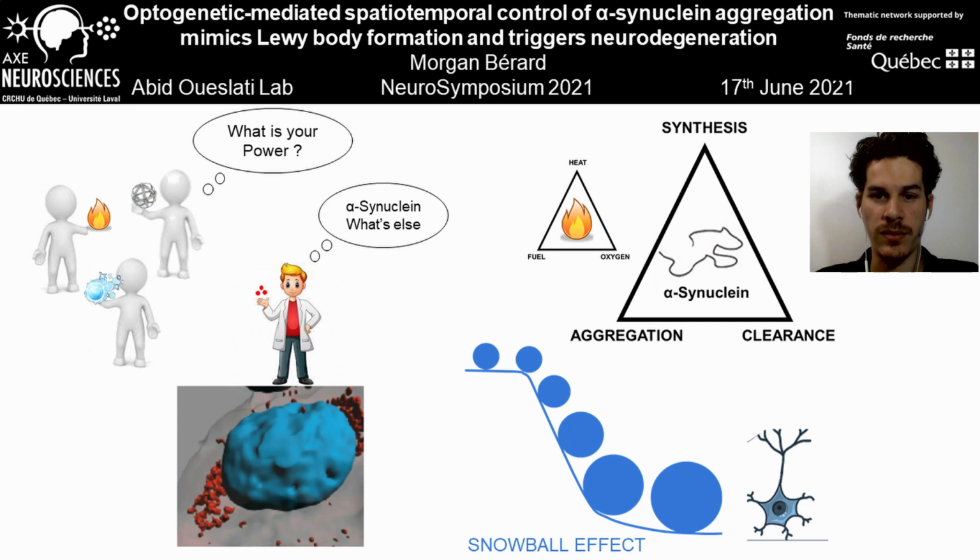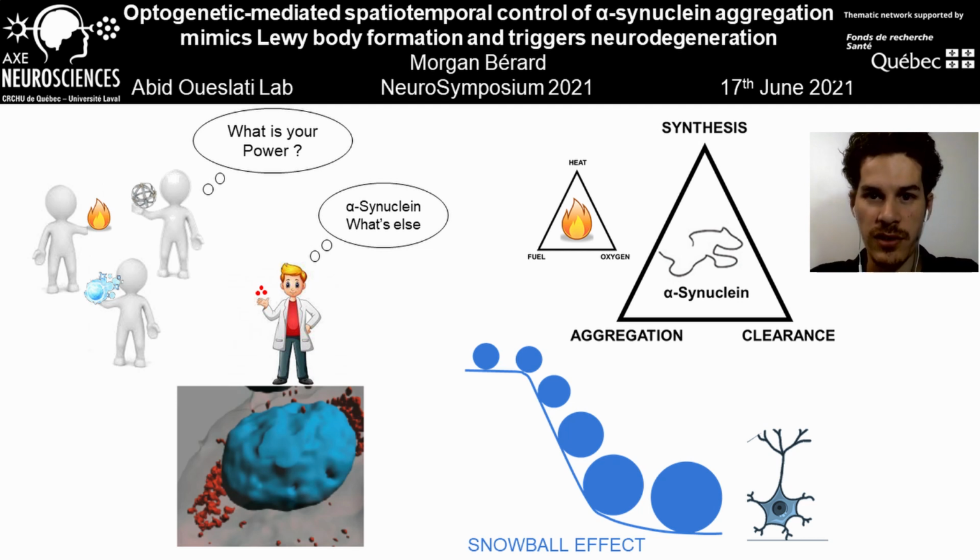But why is this power so interesting? Even if alpha-synuclein is a little protein, it seems to play a key role in the pathogenesis of Parkinson's disease. To understand this role is very important to develop efficient therapeutic strategies. Currently, the strategies against alpha-synuclein are similar to what we learn in school with the fire triangle. But here, the triangle is composed of synthesis, clearance, and aggregation.